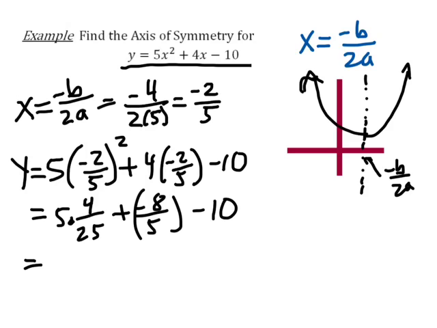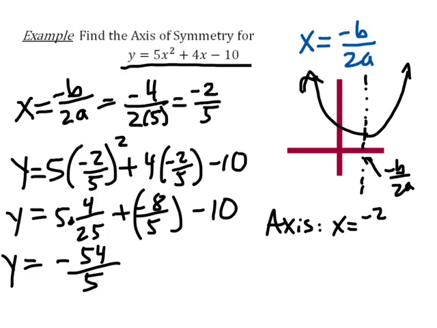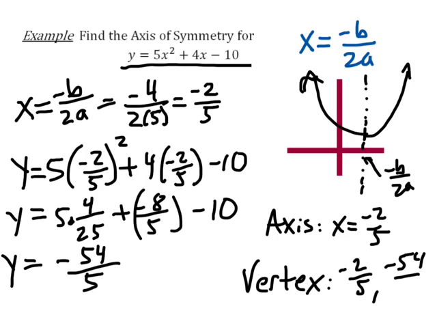All right, this is looking pretty. We've got 4/5 here, minus 8/5. That's going to be negative 4/5. And negative 4/5 minus 50/5 is going to be negative 54/5. Okay, so there's our y value. And so our axis of symmetry is at x equals negative 2/5, and our vertex is at negative 2/5 and negative 54/5.